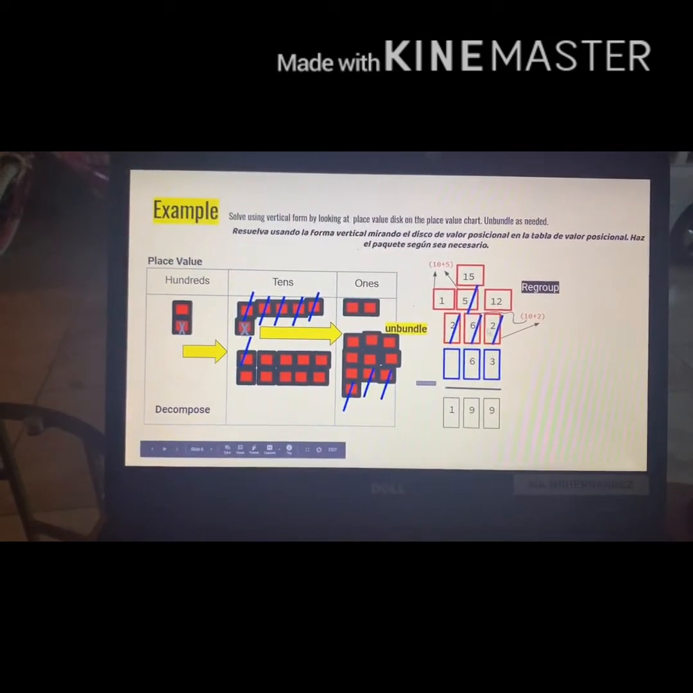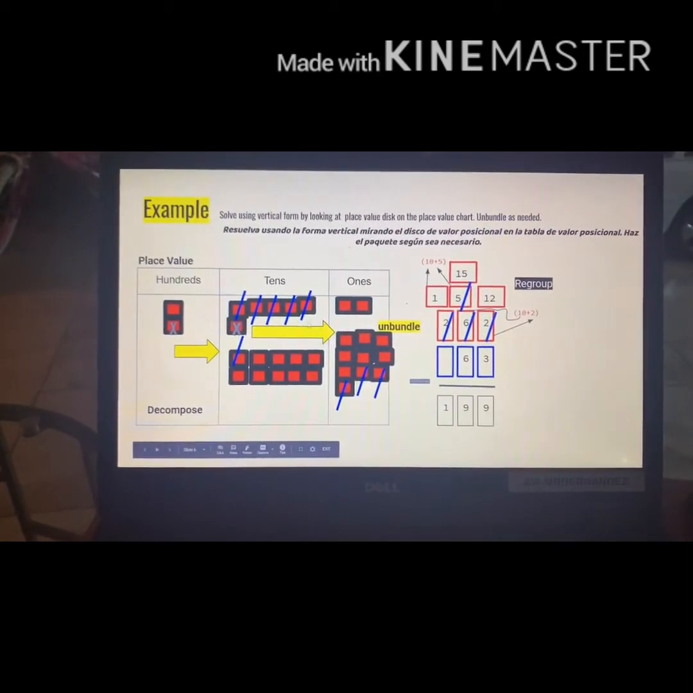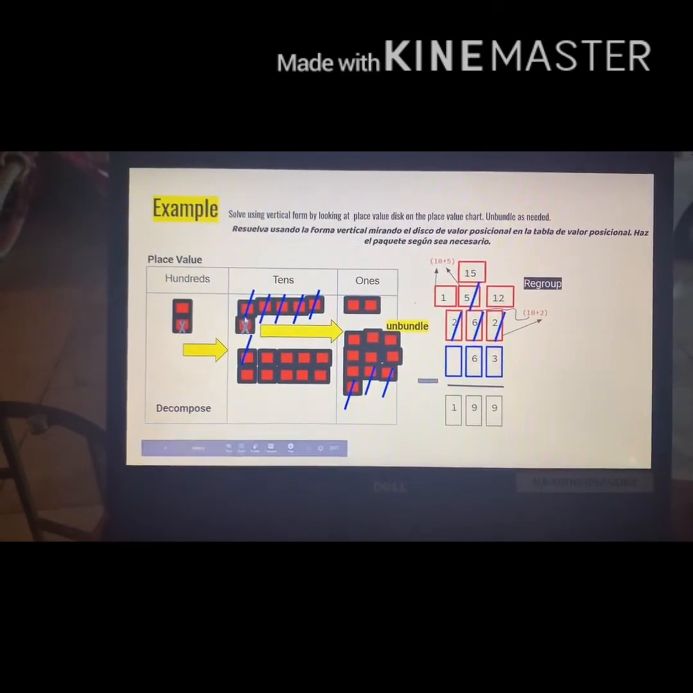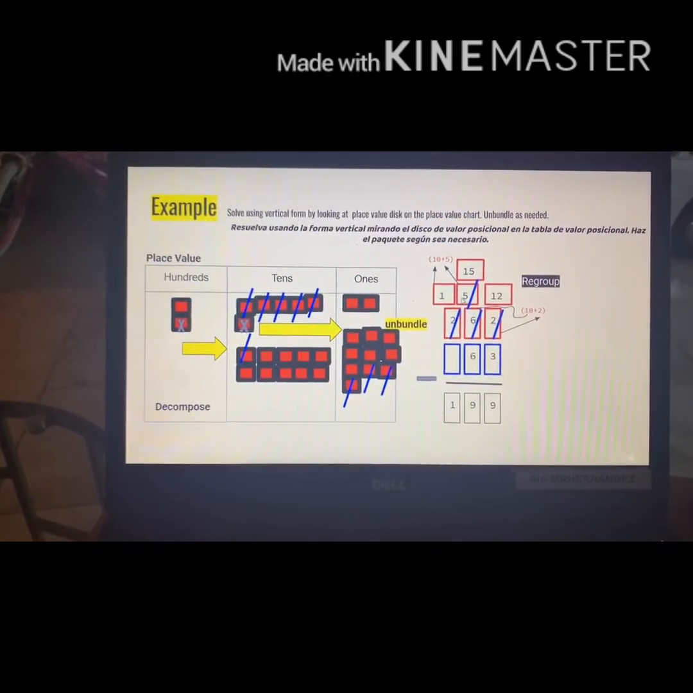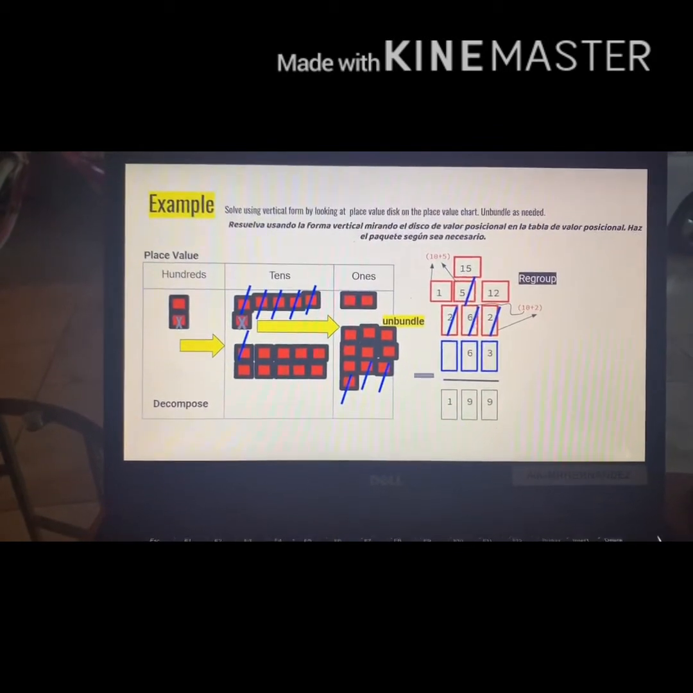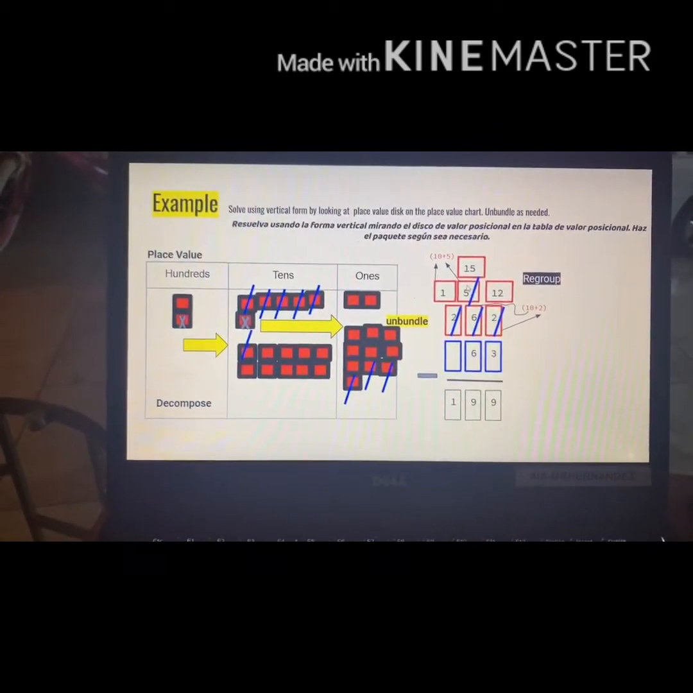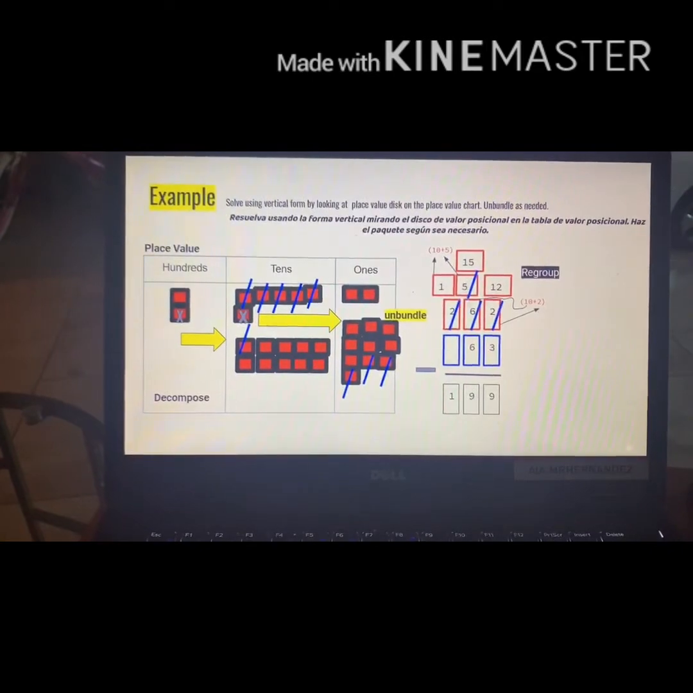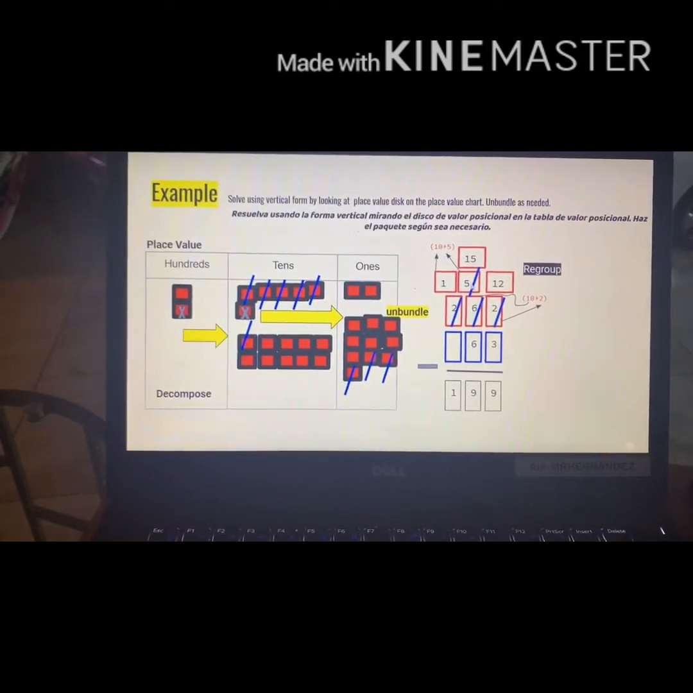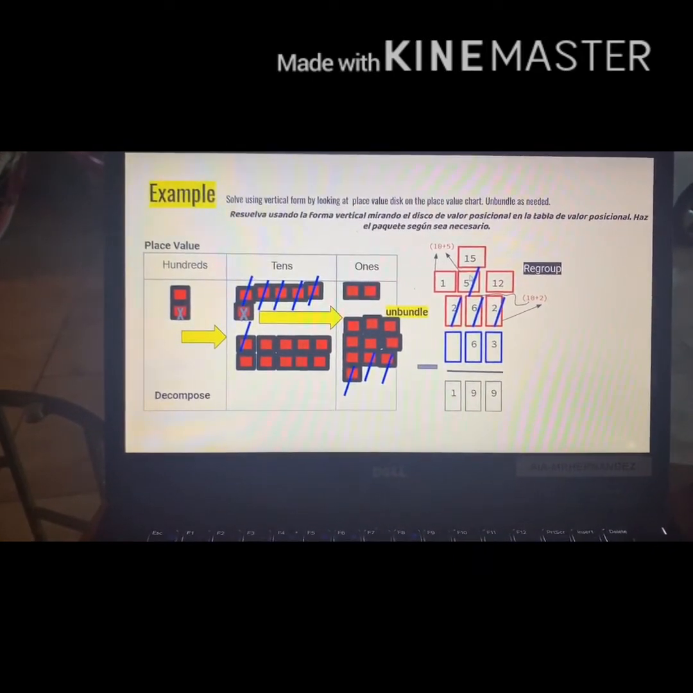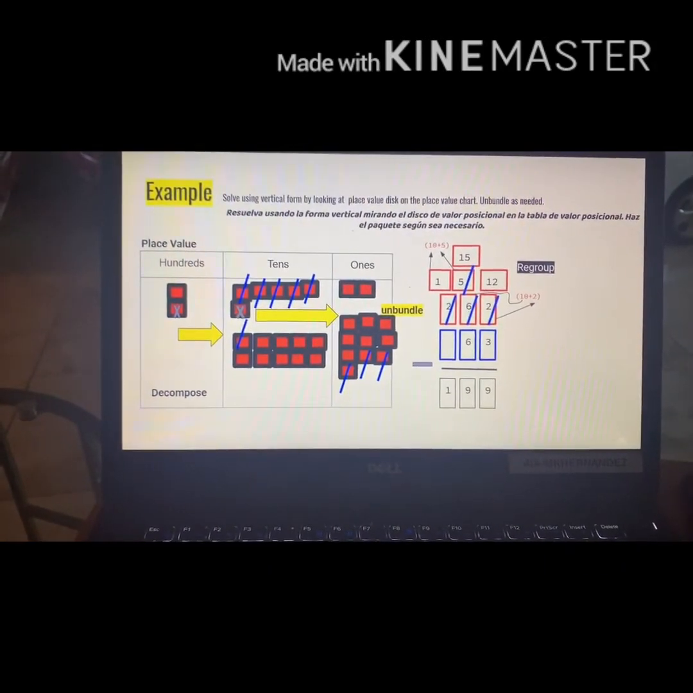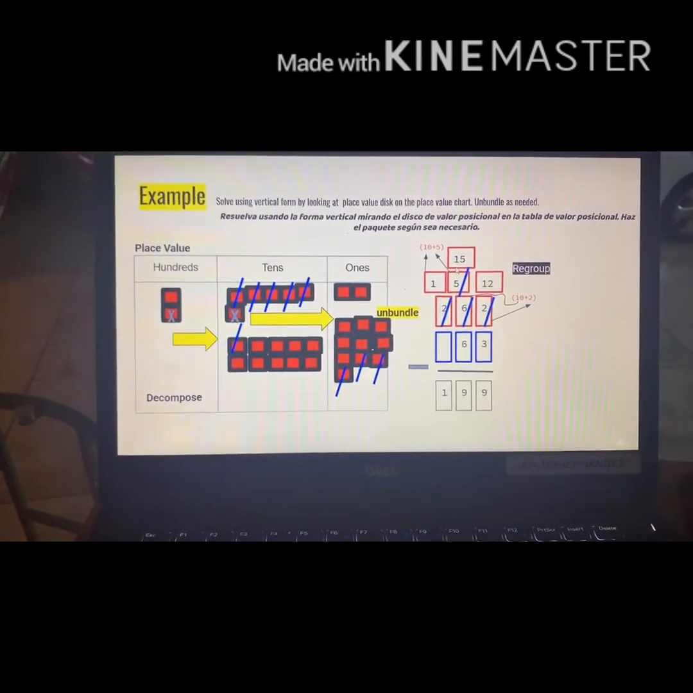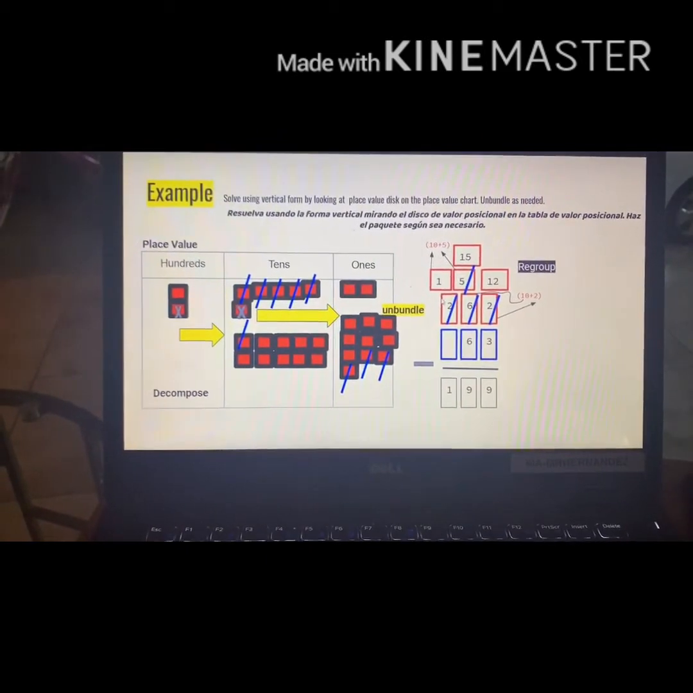Now because we took away a 10, that only gave us 5 left. So that's why our number is 5 up here. This 6 changed into 5. Now we're going to ask ourselves, can we take 6 tens away from 5? No, we cannot. So we need to unbundle from which place value? From its neighbor, the hundreds.